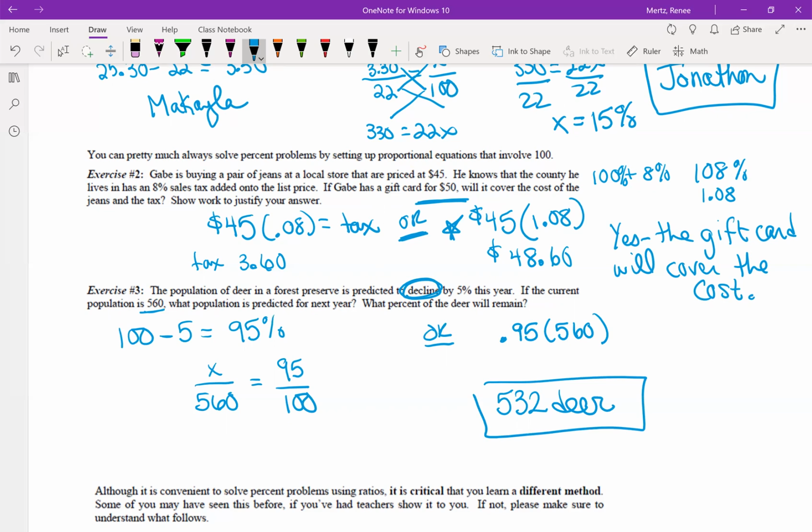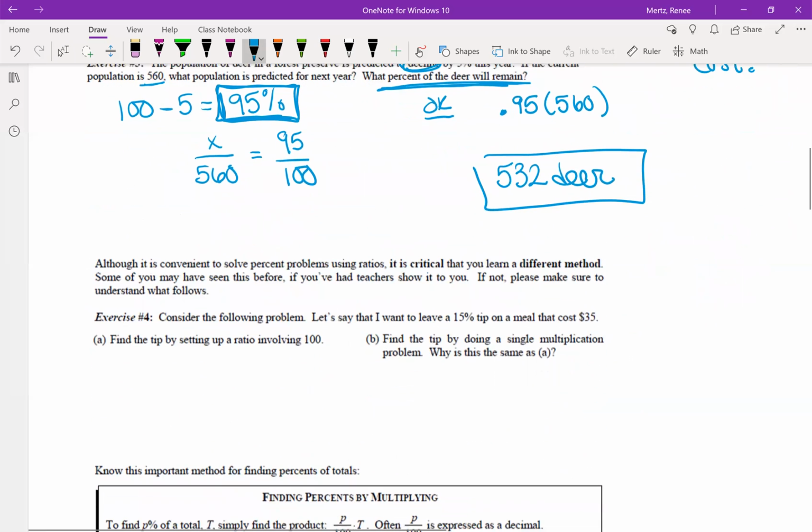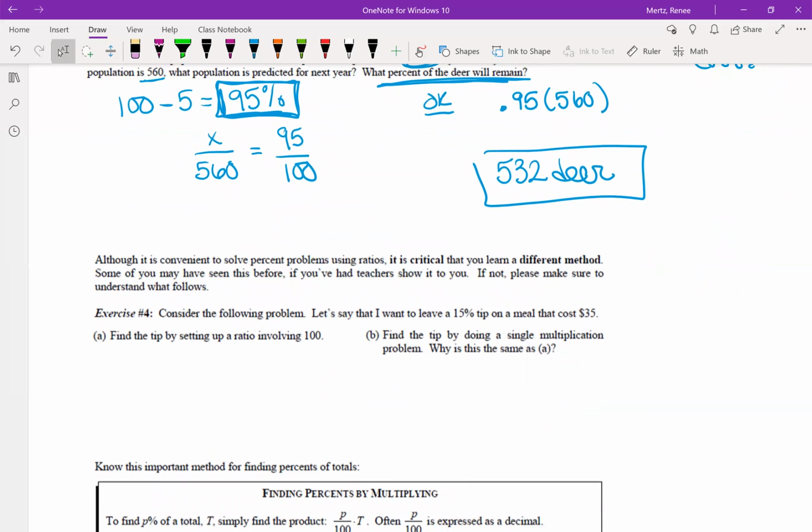What percent remains? So that's asking us this, what percent remains? 95% of the deer remained. So 532 deer next year, 95% remain. Although it's convenient to solve using ratios, it's critical that you learn a different method because this is going to be a big topic in exponential functions.